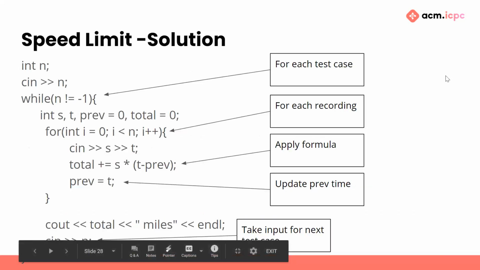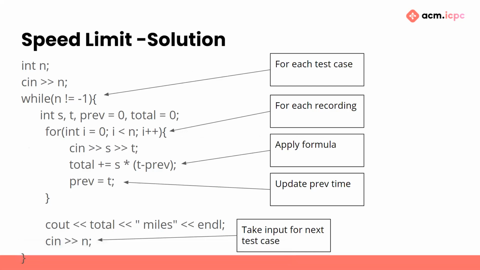In the next slide, we can see how this would look in code along with IO. First, you would initialize a variable n, which is for the current test case, and you would take that in using cin. Then using a while loop, we can iterate through the test cases. In each test case, we initialize 4 variables for speed, time, previous end time, and the total distance traveled. Then using a for loop, we can take in the speed and time for a specific recording, add the distance to total using the distance formula, and then update the previous time to act as the starting time for the next iteration.